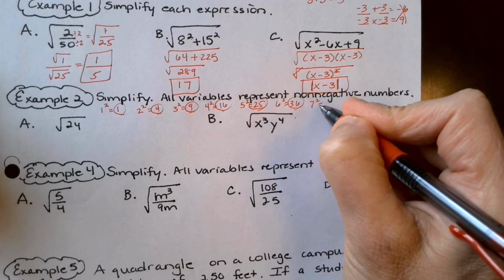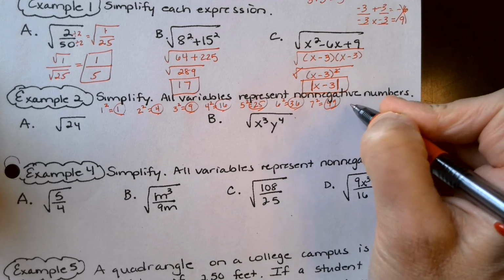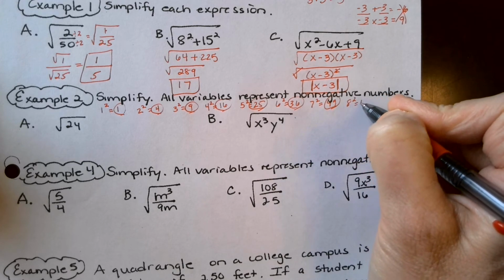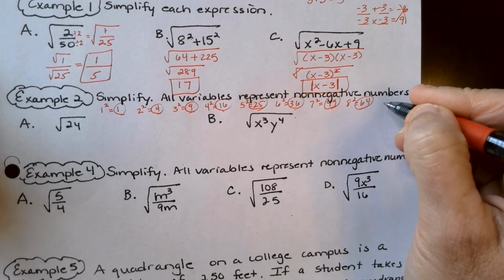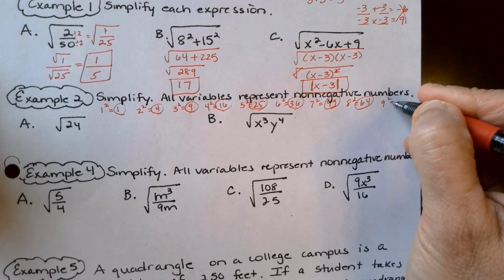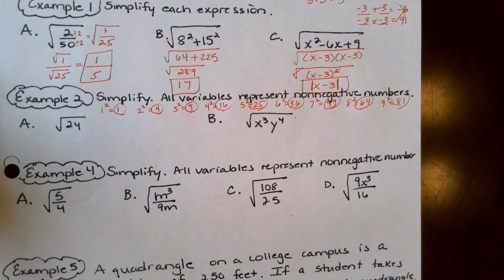Or when you square 6, 36. Or when you square 7, 49. Or when you square 8, 64. Or when you square 9, 81. So those are all wonderful, perfect squares.